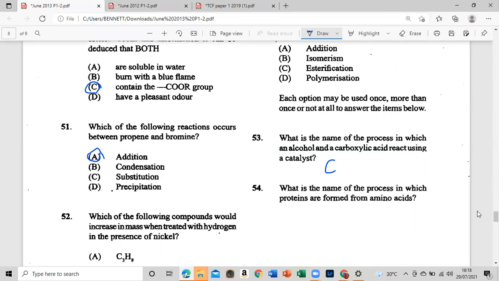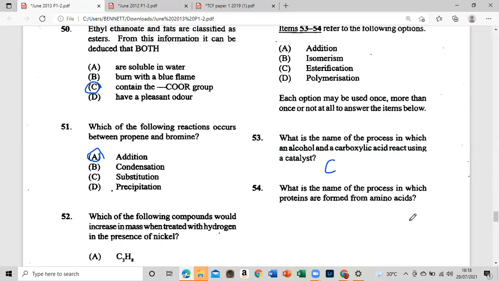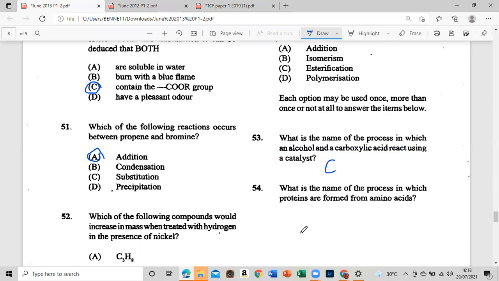All right, 54. What is the name of the process in which proteins are formed from amino acids, or some people say amino acid? I call it amino. All right. What's the answer for 54? And that is polymerization. So number 54 is D.